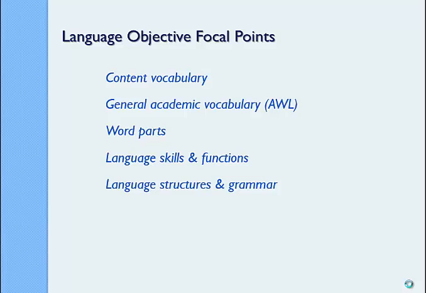Language structures and grammar. This is your basic subject, verb, object, get your verb tenses right, articles, prepositions, all that fun stuff. And language learning strategies: the different ways learners can teach or help themselves and the different ways teachers can help them along the way.